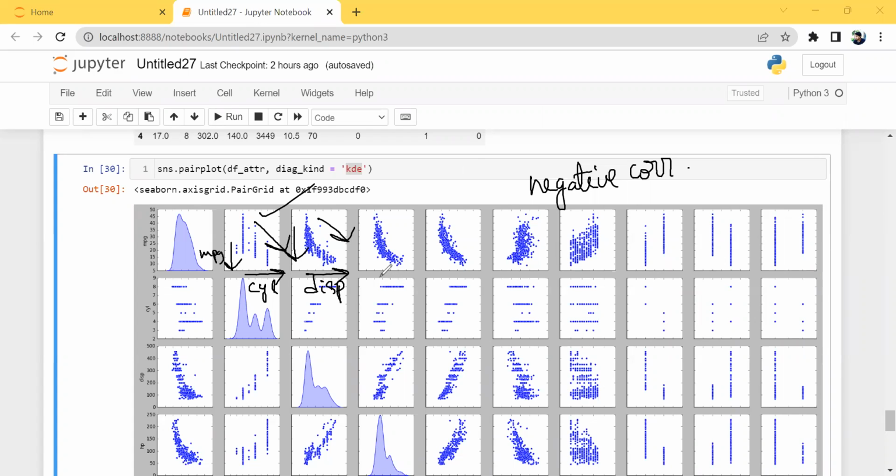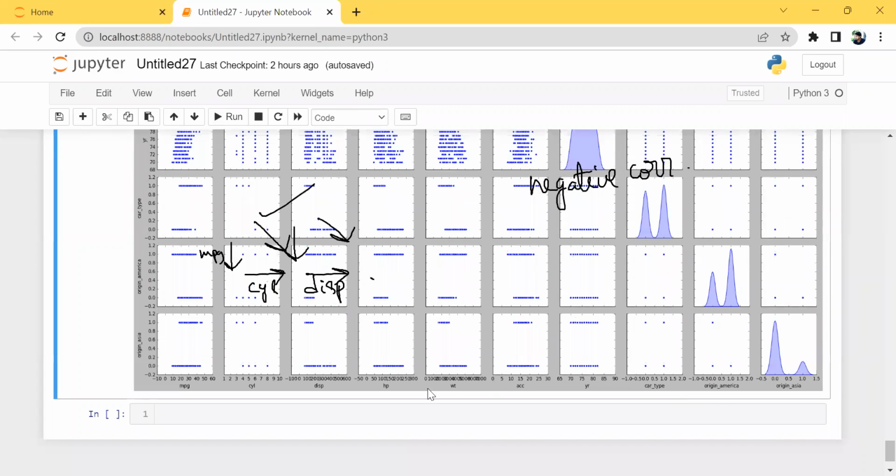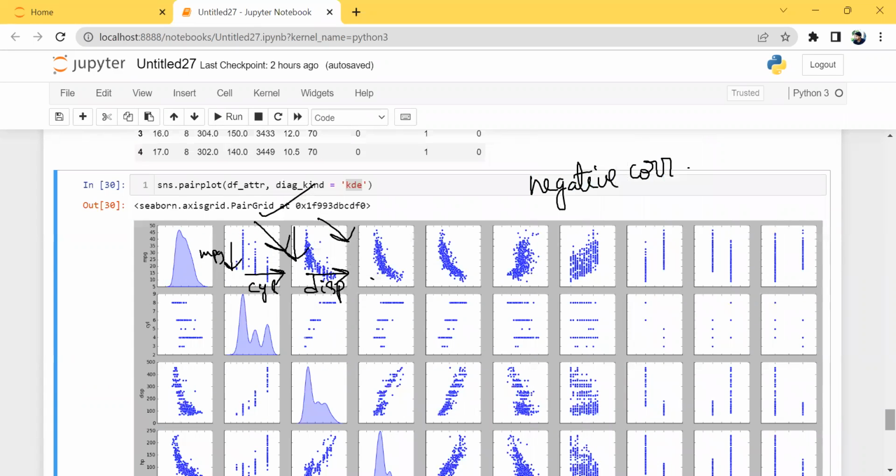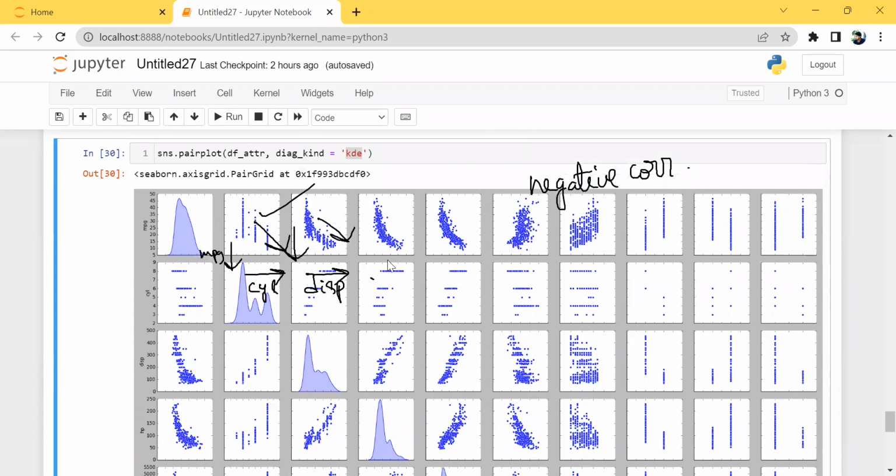And when you look at here, this is also the same. This is nothing but the horsepower, so this is the HP and this is as usual MPG. When horsepower is increasing, the MPG will always be decreasing. And this is the weight. When the weight is increasing, the MPG will always be decreasing.